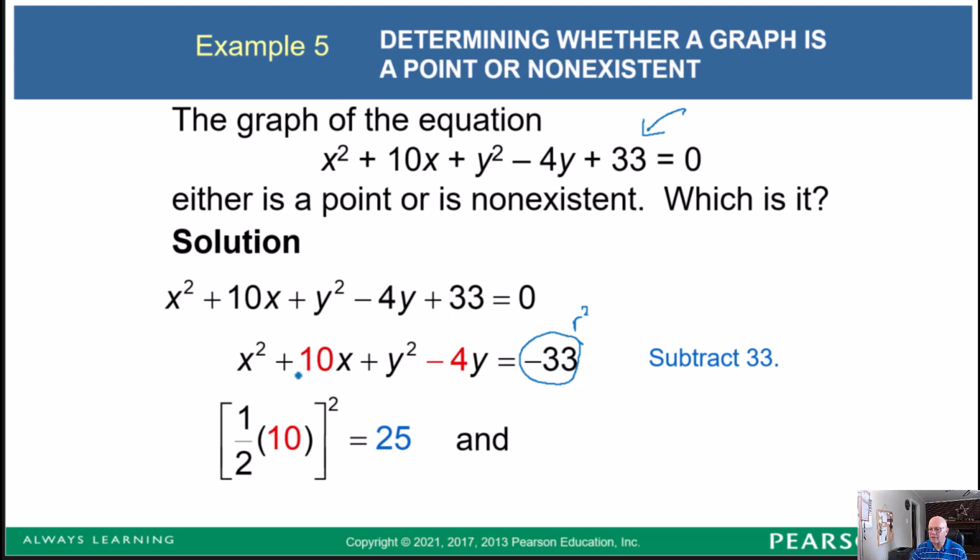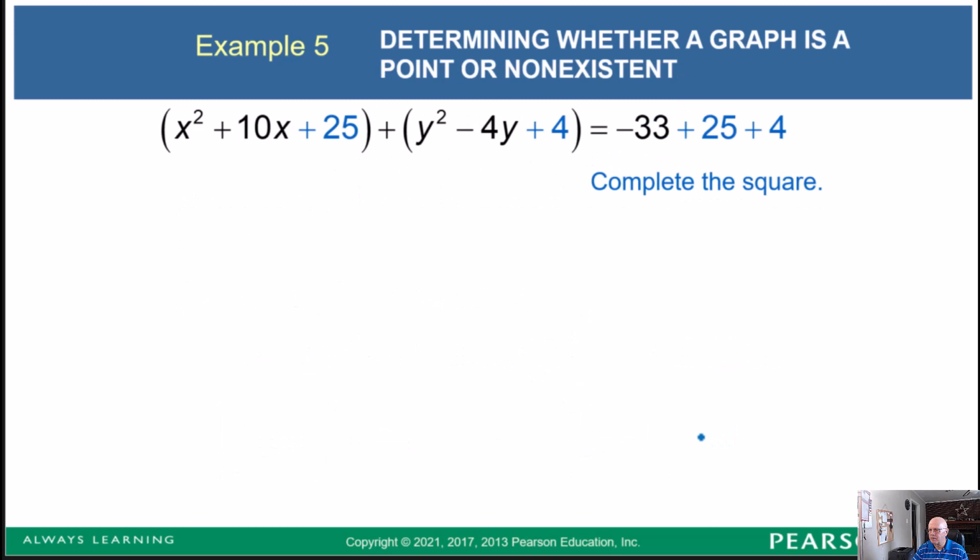So I'll take this 10, take half of it, square it. Half of it is 5, squared is 25. So I'm going to put the 25 here. On the other one, I'll take half of negative 4, that's negative 2, square it, 4. So I'm going to add 29 to both sides, like that.